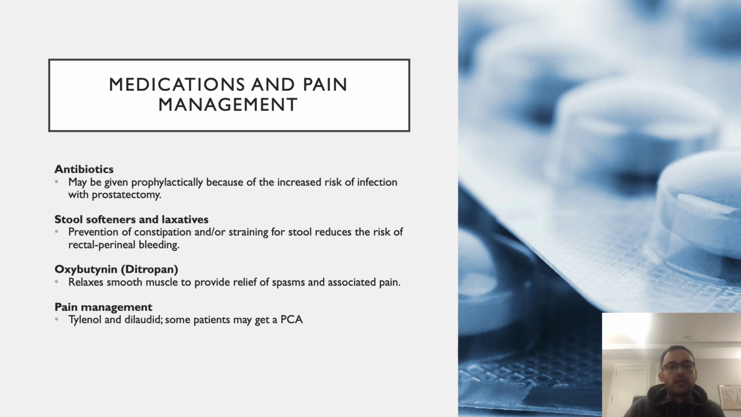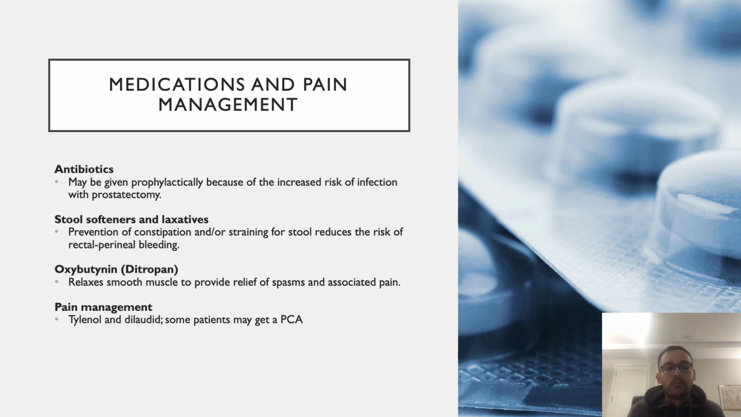In terms of medications, some patients require antibiotics after the surgery as well. This is catered on an individual basis for prevention of infection. Because the anastomosis between the bladder and the urethra is very close to the rectum, we often do not want these patients to be constipated. So they may or may not require stool softeners and laxatives, and we try to prevent constipation as best as we can.